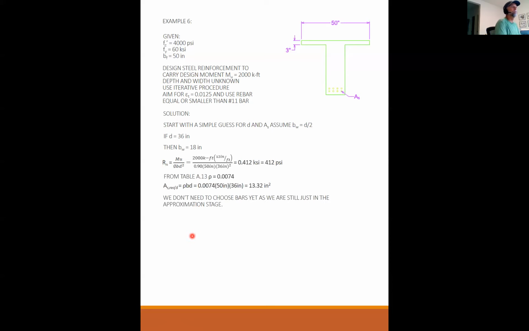We don't need to choose our bars just yet, as we're still just in the approximation stage. We're just kind of trying to hone in on a solution. We don't even know if this is going to be a rectangular beam or a true T-beam yet. So there's a lot of iteration that goes into this. We are going to assume that it's rectangular. If it was rectangular, then a is equal to A sub s f y over 0.85 f prime c b. So I plug in my values. I get 4.7 inches.